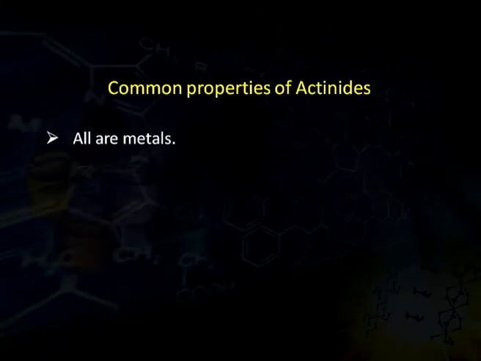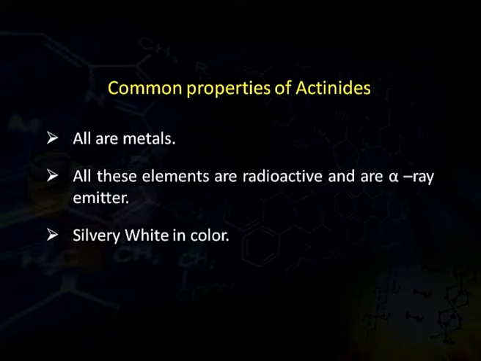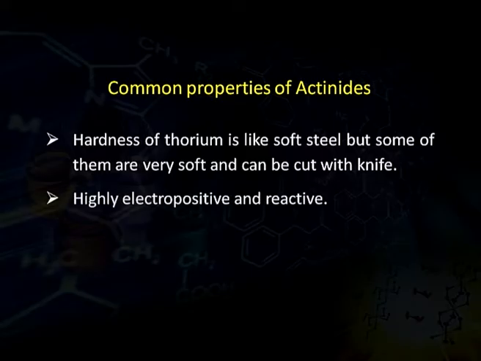All these actinides are metals. All these elements are radioactive and are alpha ray emitters. These actinides mostly have a silvery white color. The hardness of thorium is like soft steel, but some of them are very soft and can be cut with a knife, as you might know about sodium, elements that can be easily cut by a knife because they are so soft. But thorium has a hardness like soft steel.